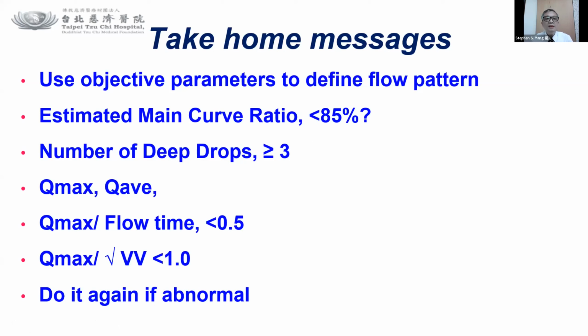So the take-home message: please use objective parameters to define flow pattern. You can use an estimated main curve ratio of less than 85% to define interrupt flow pattern, and the number of deep drops greater than 3 to define staccato pattern. Qmax and Q average are traditional criteria for plateau, but Qmax divided by flow time less than 0.5 and Qmax divided by voided volume square root less than 1.0 could be better or more reliable parameters to define plateau shape. Anyway, when you have an abnormal flow pattern, please do it again.